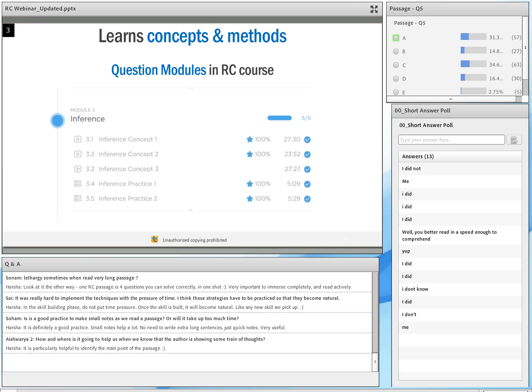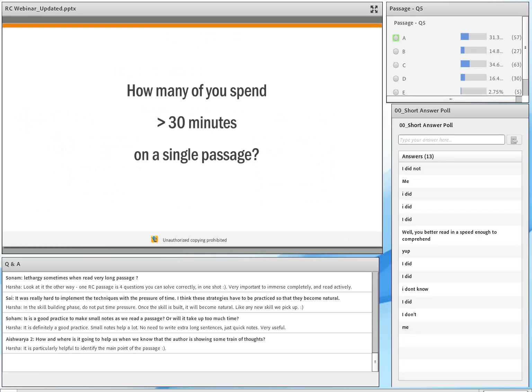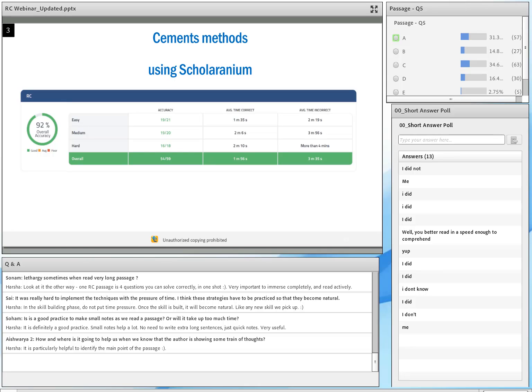You go through those inference concepts over here, and again, you're evaluated. That's why you see these 100% scores. So there's evaluation built in over here. These are not file completion, but quiz scores. And then you go through application modules, and then you practice in Scholaranium, where you have upwards of 90 passages overall. And here again, you see the stats on how you do in easy, medium, and hard, and you can see the stats by humanities, social sciences, sciences, business, and all sorts of passages.